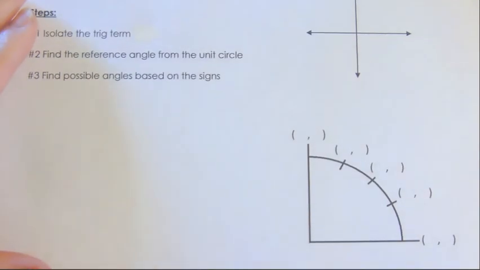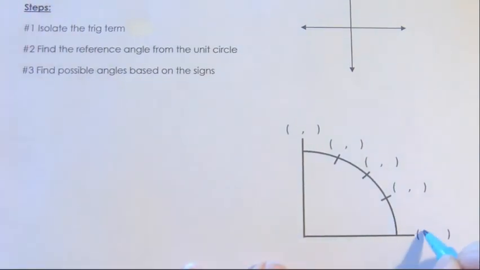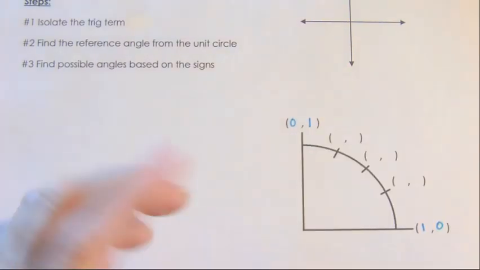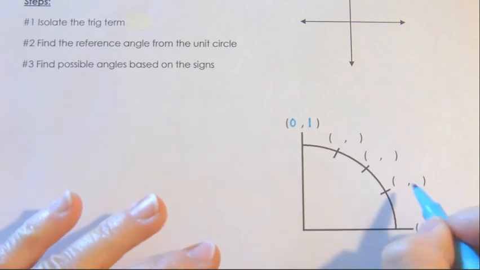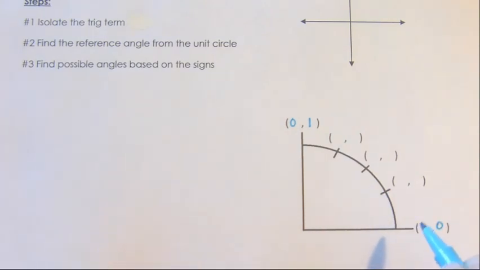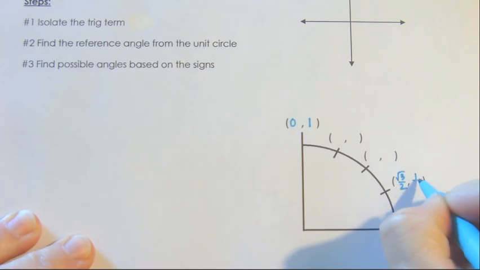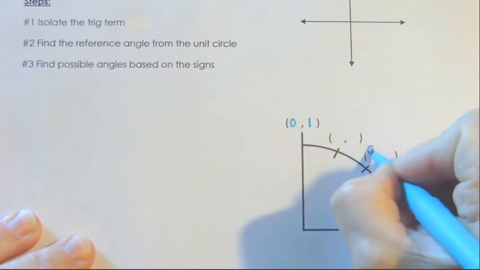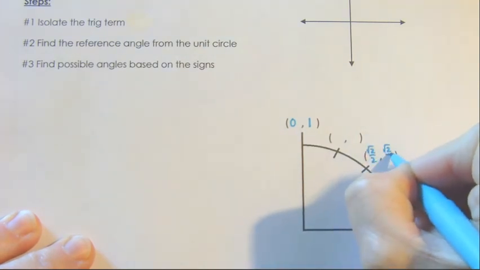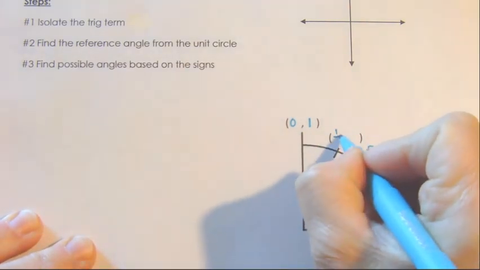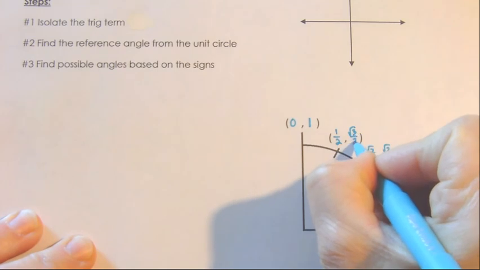Here is that first quadrant. This is the ordered pair. It goes over 1, up 0. This is the ordered pair. It goes over 0, up 1. And you can use your hand if you want to. This ordered pair right here is going to go over radical 3 over 2, up 1/2. This is our radical 2 over 2, radical 2 over 2. And then this one goes over 1/2, up radical 3 over 2.